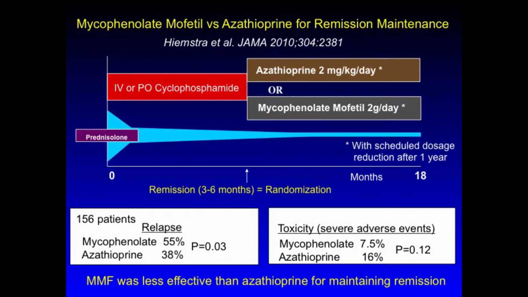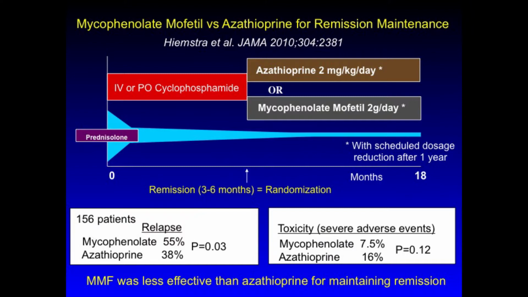Now, the other maintenance agent that has been examined was mycophenolate mofetil, and there was a great deal of interest in this drug. This was examined in a randomized trial following intravenous or daily cyclophosphamide. Patients were randomized to receive either azathioprine or mycophenolate. And what was found at the primary endpoint was that there was a higher rate of relapses seen with mycophenolate as compared with azathioprine, although there was a similar rate of toxicity in terms of severe adverse events.